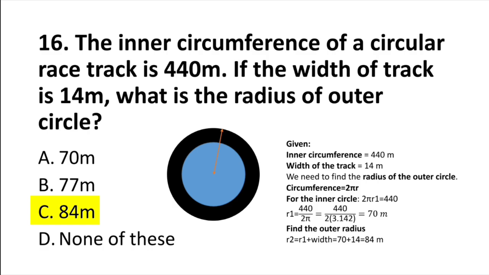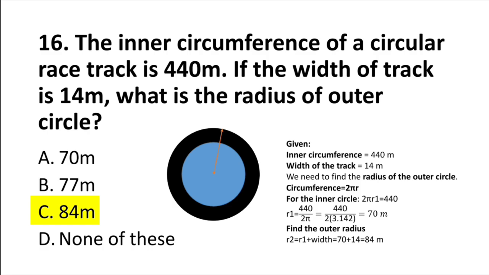So finding the radius of the inner circle by using the circumference formula, which equals 2 pi r. So 2 pi r1 equals 440 meters, and r1 equals 440 divided by 2 pi, which equals 70 meters. Now this is the radius of the inner circle.